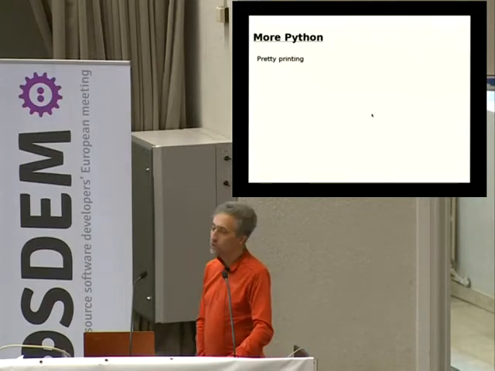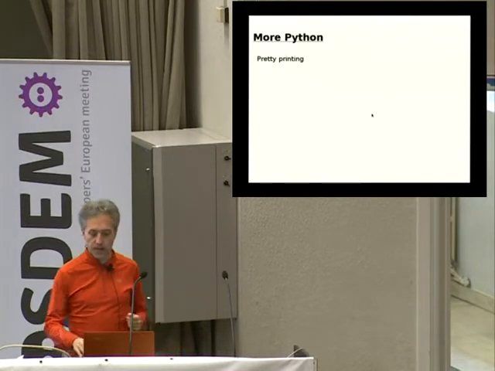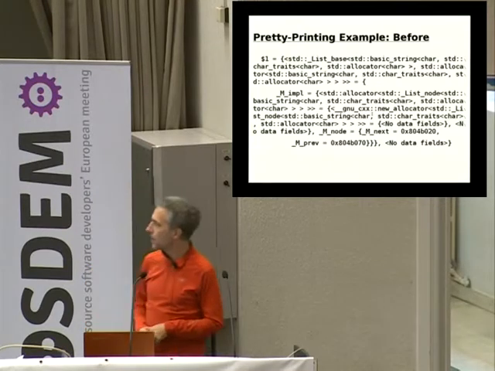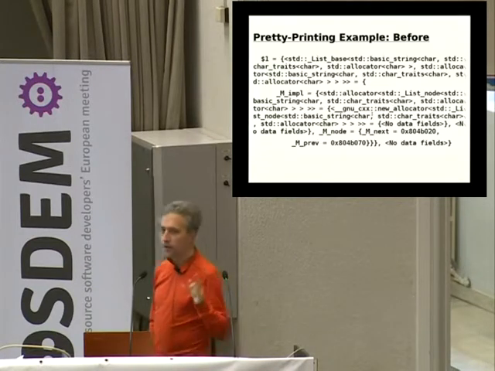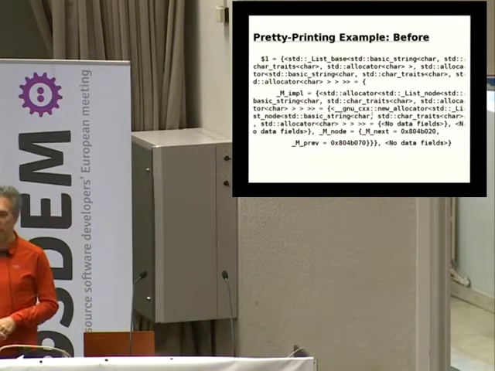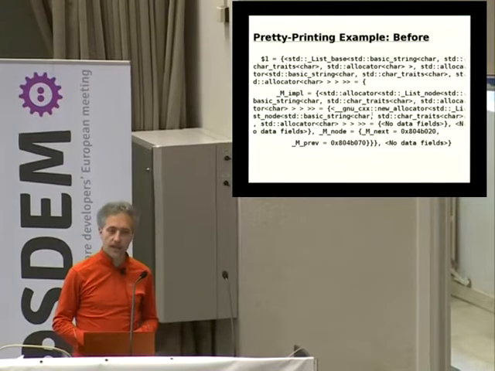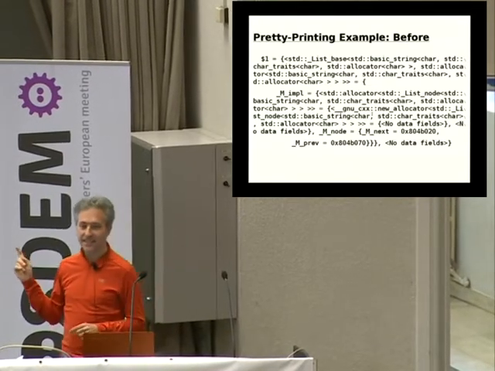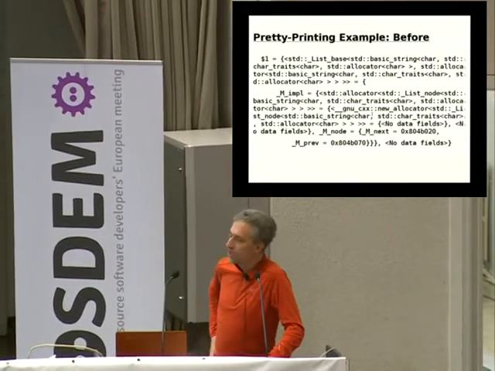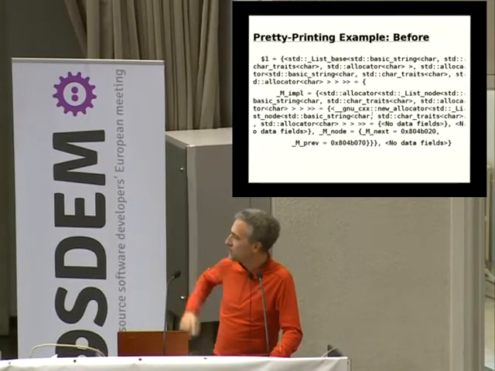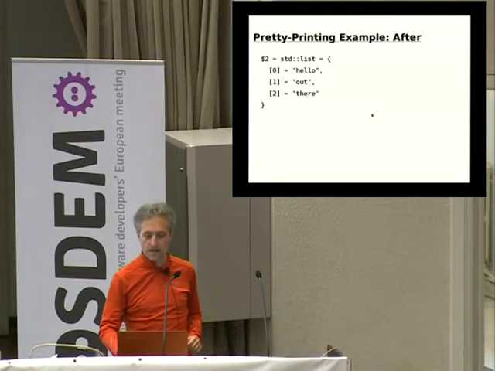Next, we're going to talk about something really useful. Pretty printing. If you've ever debugged C++, you've probably seen this. This is printing a local variable. Now, if you're experienced at debugging C++, you can wade through this and figure out that this is, any guesses what this is? It's a list of strings. Now, this will also test your knowledge of libstdc++ if you think you could find out where the strings are. It's almost impossible to print a string in libstdc++.